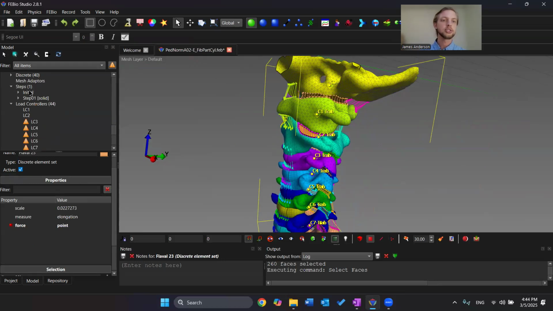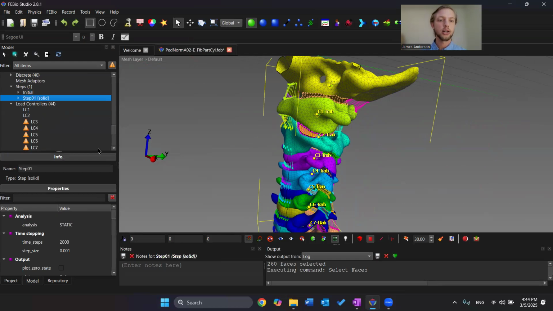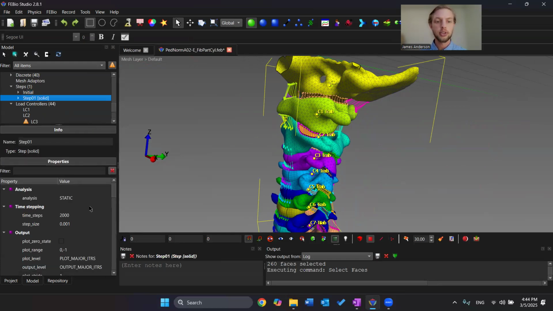Steps. We have our initial step and our step 1. This is a very important thing to be aware of. So we have static analysis. It's all quasi-static. We're moving slowly. And we have 2,000 time steps of 0.001. So it's going to run for 2 seconds. We could have broken this into 2 steps and had initial, then step 1, then step 2. But in this case, we simply used our load curves to do the same thing. So it'll run for 2 seconds.